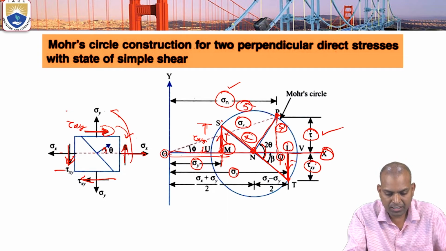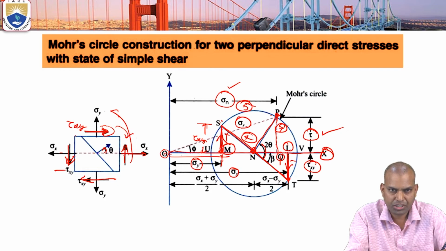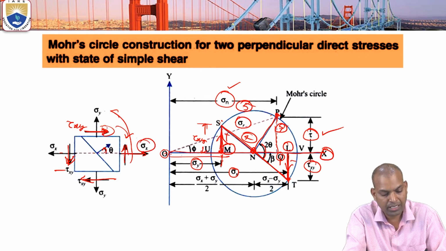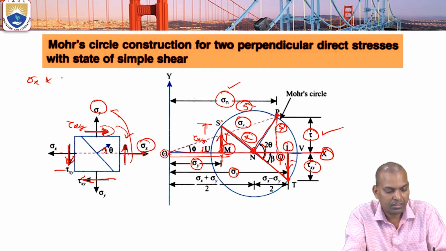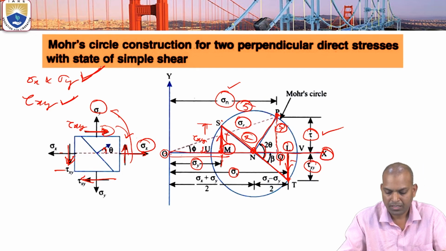So we considered here the case of two perpendicular direct stresses along with a simple shear stress tau xy. The two perpendicular direct stresses are sigma x and sigma y, and the shear stress is tau xy. Okay, so this is the procedure.